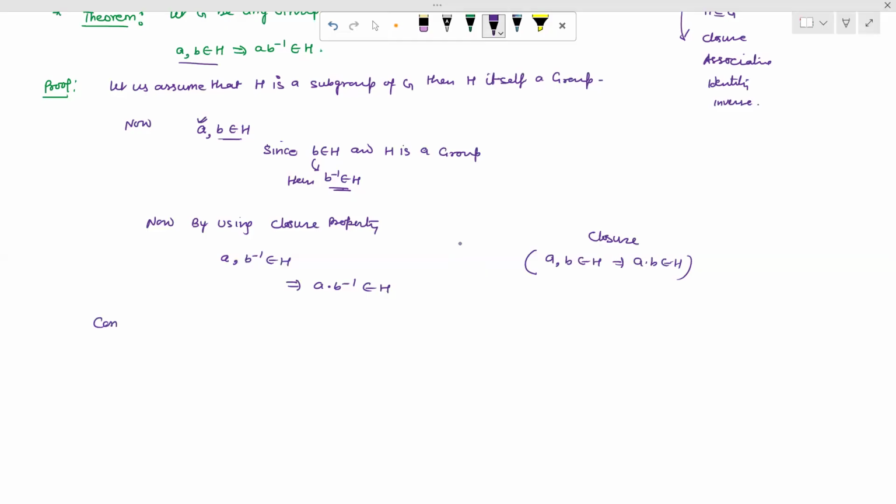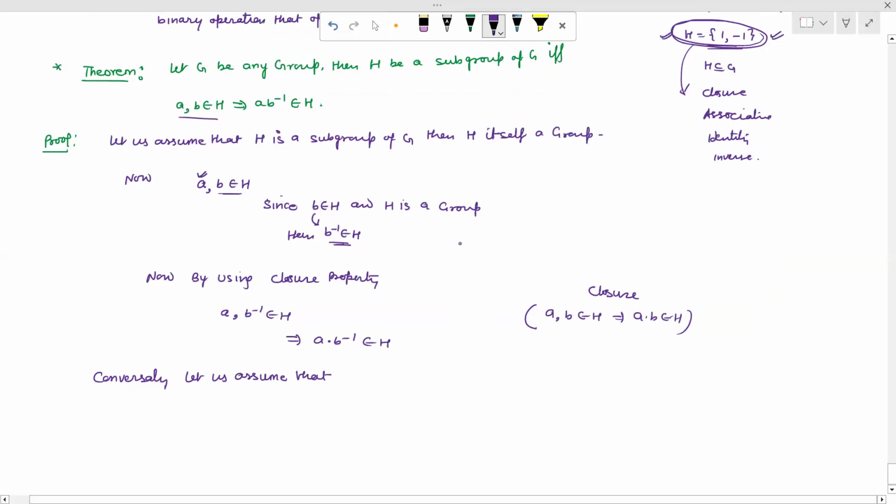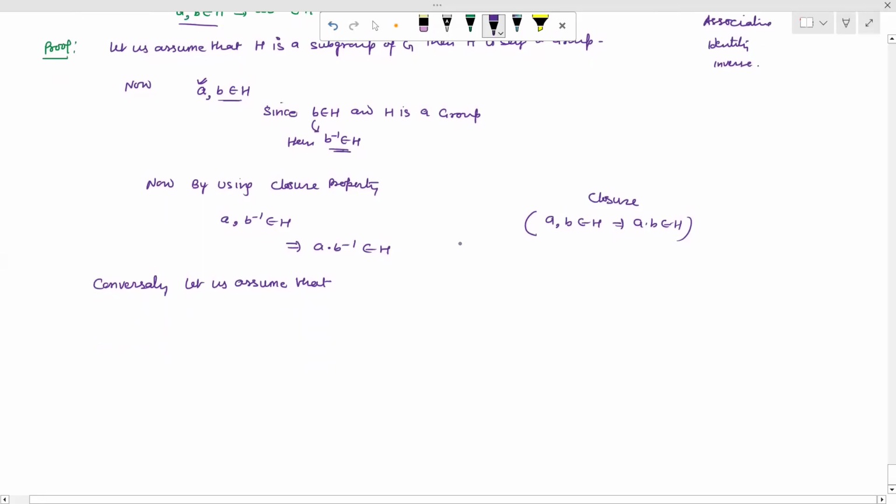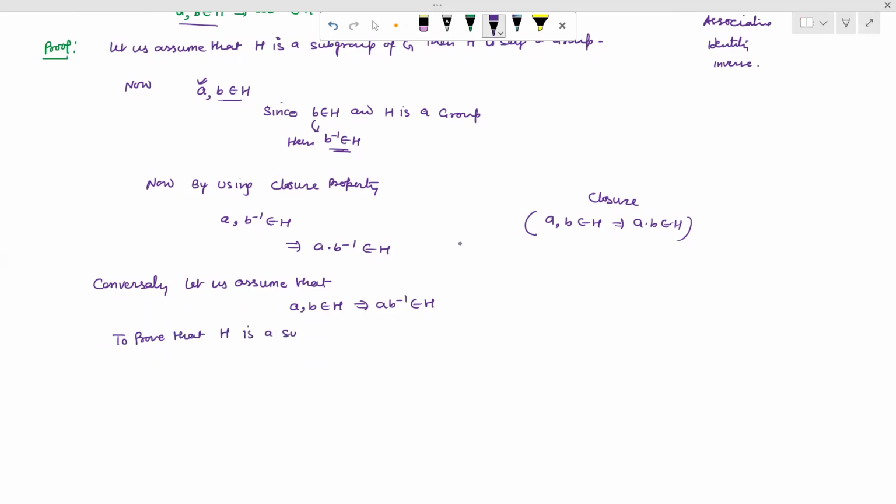Conversely, let us assume that in the first part we assumed that H is a subgroup and a b inverse belongs to H. Now we conversely assume that a, b belongs to H implies a b inverse belongs to H, the given condition. So this is for the converse. We have to prove that H is a subgroup of G.